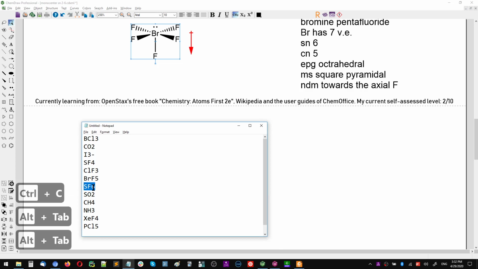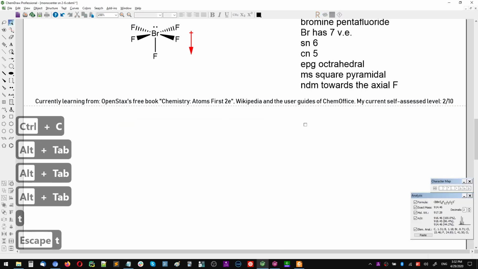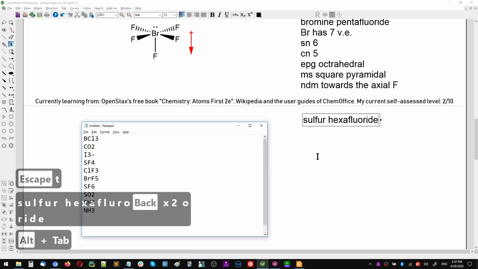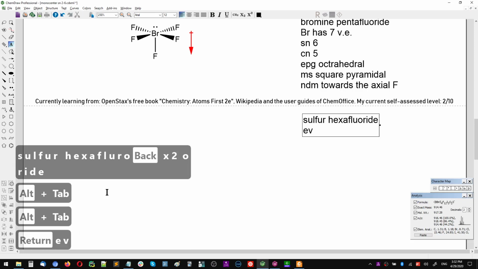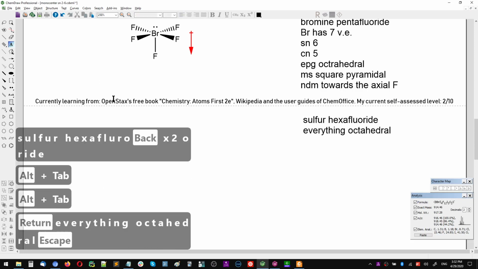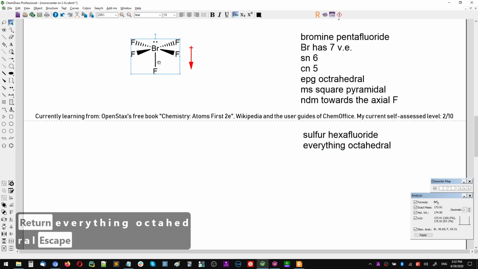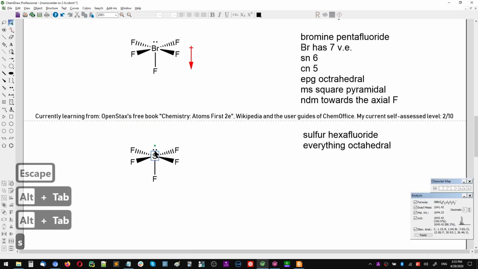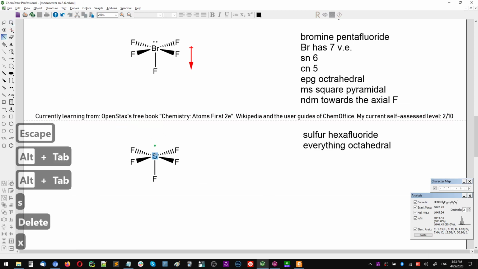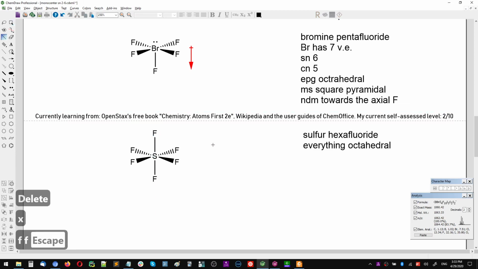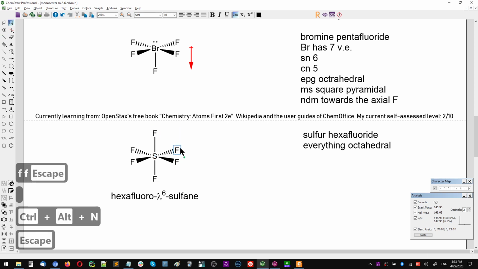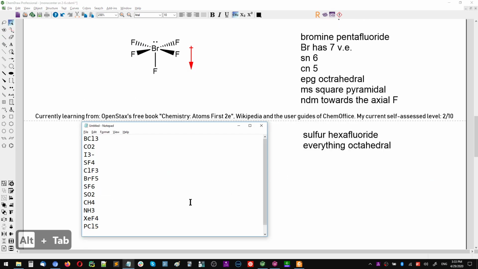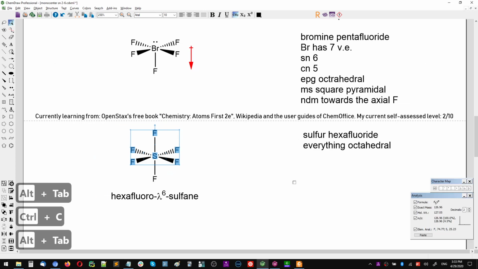Sulfur, oh come on, this is easy. Sulfur hexafluoride. Everything is octahedral. Everything octahedral. And I'll just copy this one and change some stuff. Okay, let's move on. Sulfur dioxide.